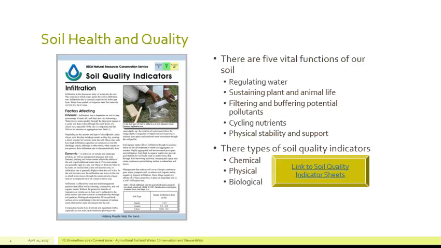Another important function of our soil is filtering and buffering potential pollutants. The minerals and microbes in the soil are responsible for filtering, buffering, degrading, immobilizing, and detoxifying both organic and inorganic materials, which include industrial and municipal byproducts and atmospheric deposits. Soils are very good at controlling pollutants, but you need a healthy soil in order for this filtering and buffering process to work. If you have an unhealthy soil, you won't have the ability to filter or buffer pollutants as well as a healthy soil will.